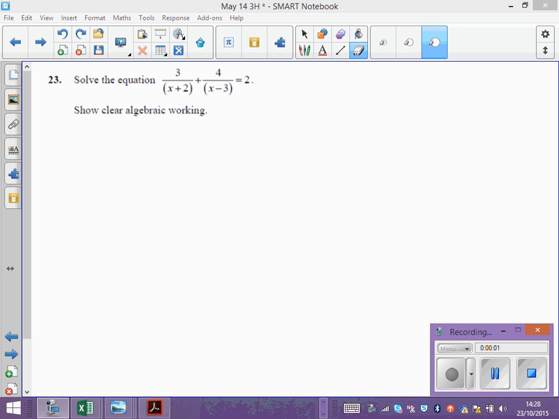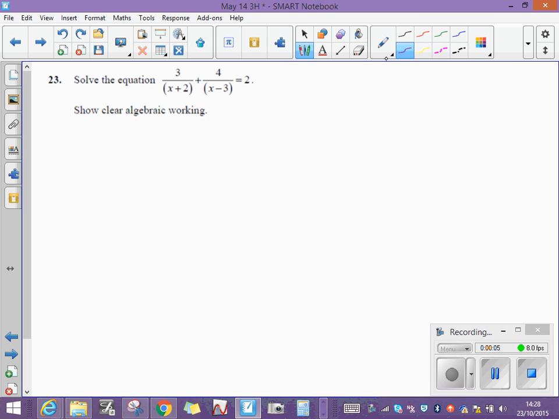The easiest way to solve an equation like this is to multiply through by the lowest common denominator of each fraction present. Now we've got x plus 2 and x minus 3, so I'm going to multiply both sides of this equation by x plus 2 times x minus 3. As I've got fractions, the top of each fraction is where I'm going to put the x plus 2, x minus 3.